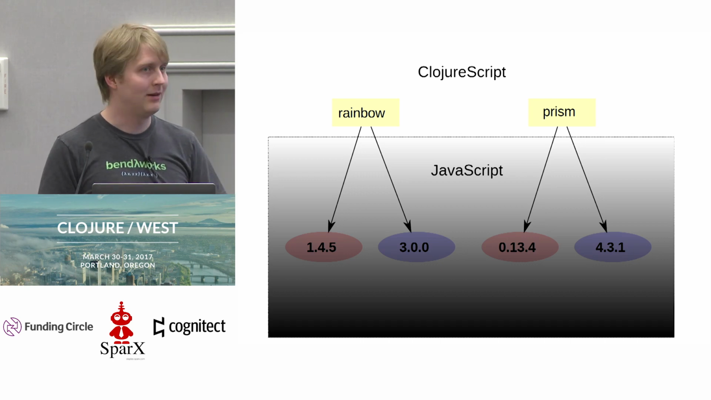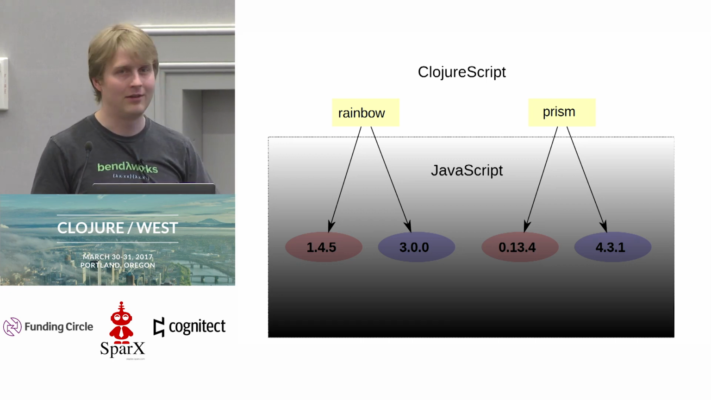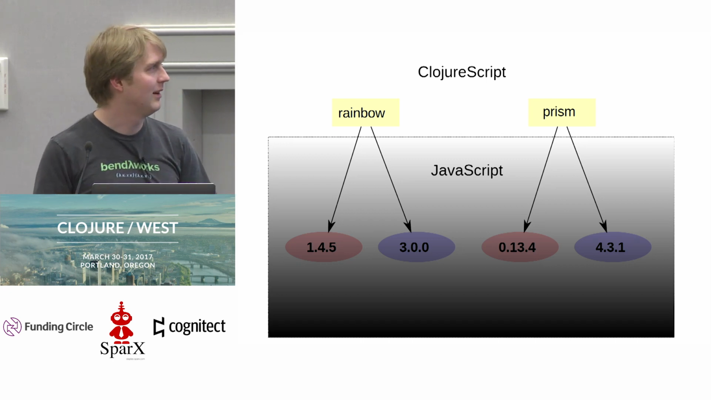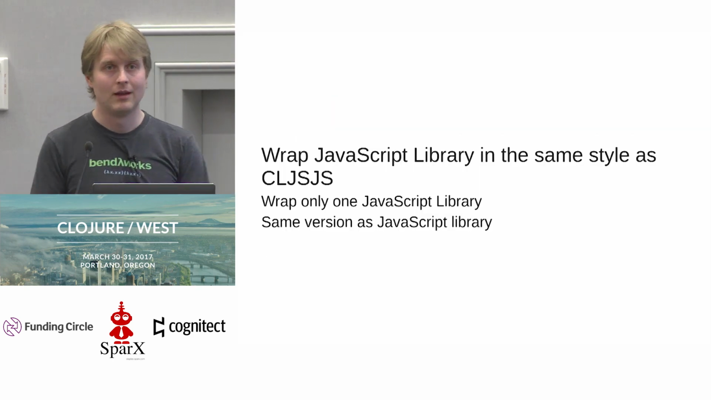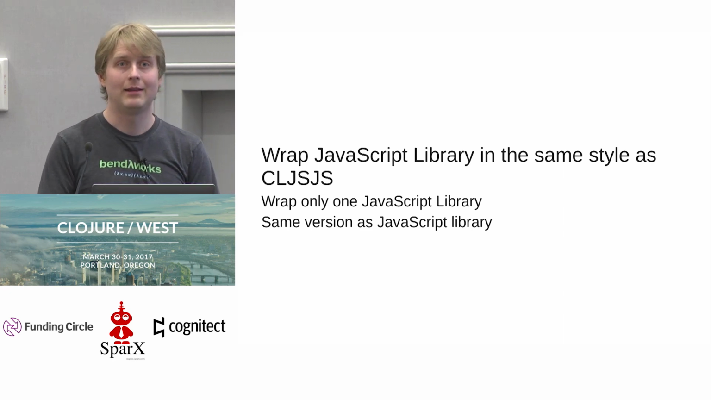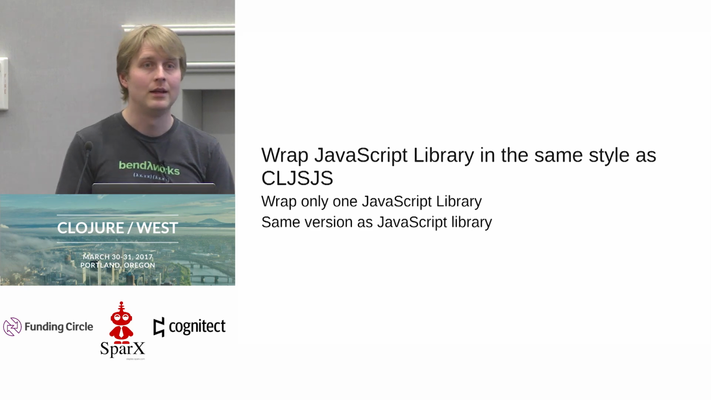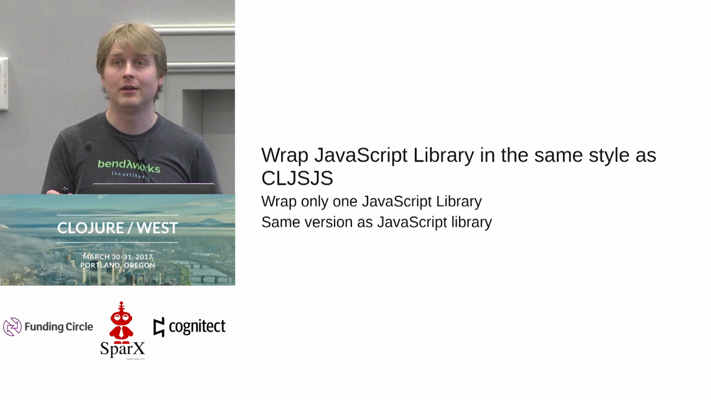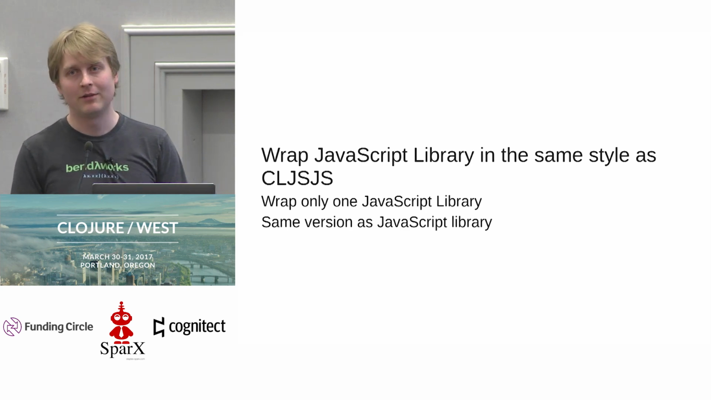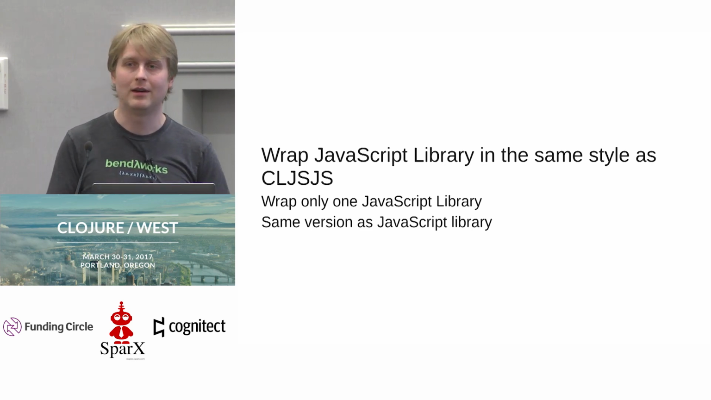So these libraries will just generate lots of bugs and errors since they're using very different versions of those two different libraries. And so what I recommend is if you are going to at all use npm deps and ship it as a library, then wrap it in the same style as cljs-js, that just does one node module, and mark the version of your ClojureScript library as the same version as the JavaScript library, because otherwise there's really no way for ClojureScript to tell where the version conflicts are.